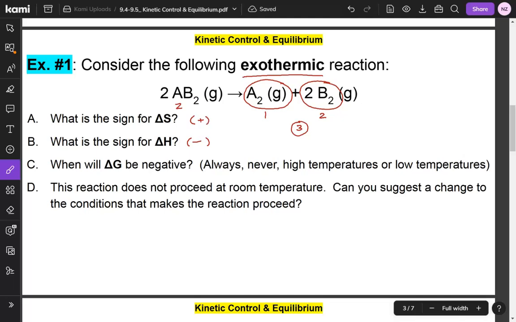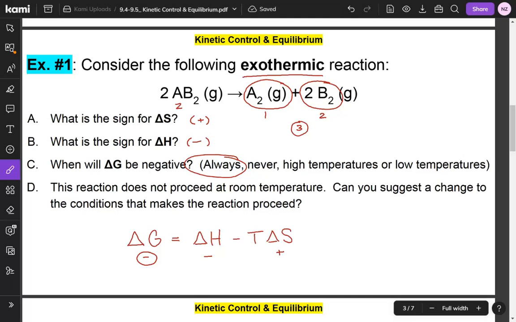So the next question is, when will delta G be negative? Always, never, high temperatures, or low temperatures. Well, let's take a look at the equation. Delta G is equal to delta H minus temperature times delta S. Okay, so if delta H is negative and delta S is positive, a negative number minus a positive number is going to give you a negative number every single time. So delta G is going to always be negative in this case.